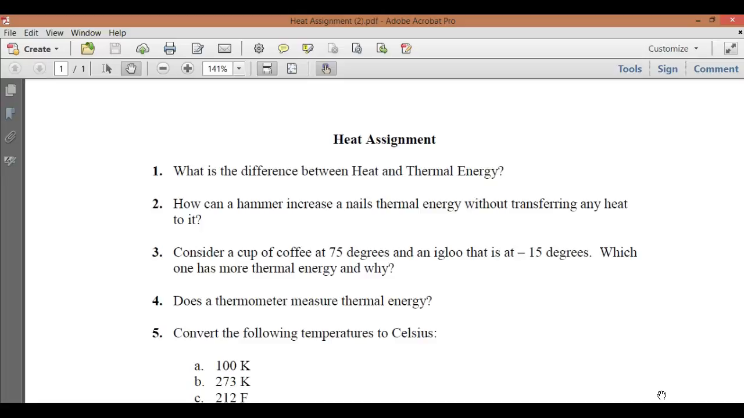Next question. Does a thermometer measure thermal energy?